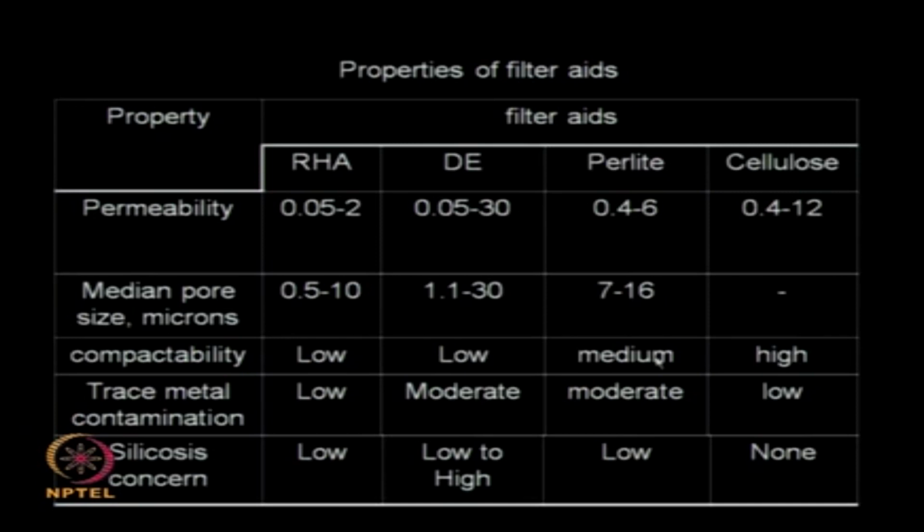So if you are looking at compactability, cellulose has higher compactability, whereas perlite-like material has medium compactability. If you are looking at contamination present in these filter aids, you can see that again cellulose has the lowest contamination. Again, if you are interested in the particle size, then you see a large variation in the particle size, and the permeability values also change quite a lot, starting from very low values of permeability going up to almost a factor of 1000.